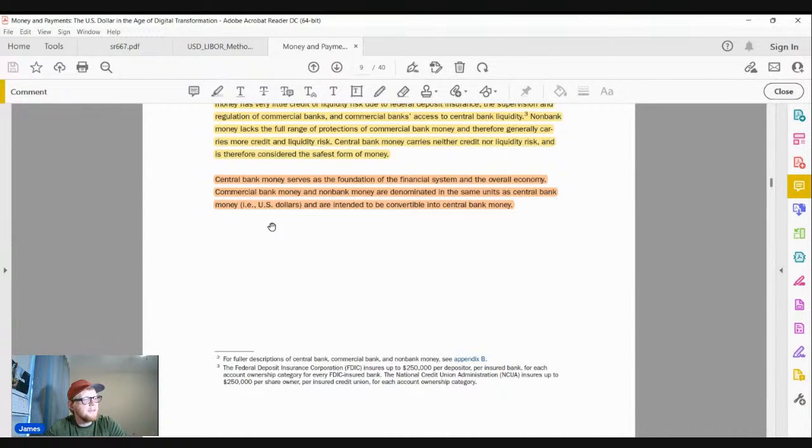Like if you look into any form of corporate accounting, you see cash and cash equivalents. And you can put short term T-bills in there as well, like treasury bills.